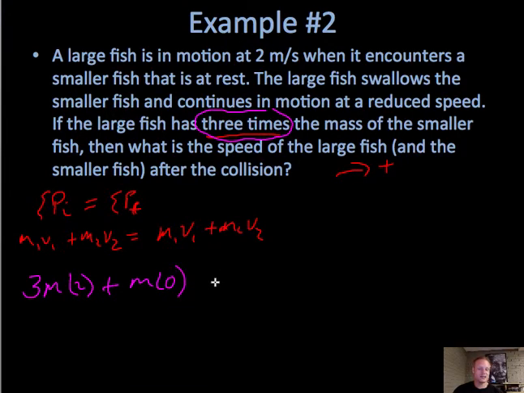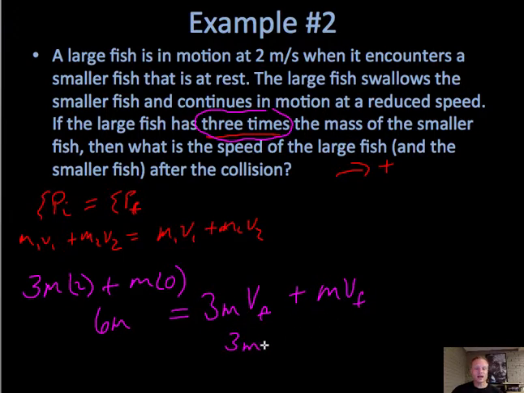So if you do this, and we just keep the mass as m, we're going to have 6m on this left-hand side. And that is equal to our m1, which is 3m, times v final, plus the mass of the other fish, which is just m, times v final. We can now algebraically say that we're going to pull v final out.